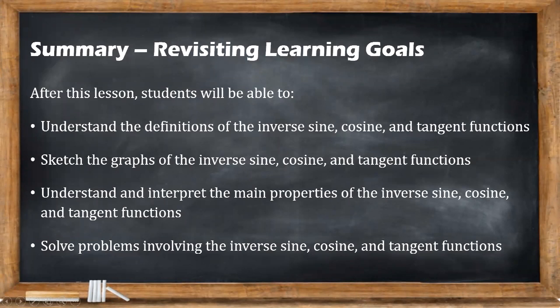All right, so this is all we have learned for today. And let's make a summary for today's lesson. So now you should be able to understand the definitions of the inverse sine, cosine, and tangent functions, which are called arcsine, arccosine, and arctangent, right? And you should also be able to sketch the graph of arcsine, arccosine, and arctangent now. And also you should be able to understand and interpret the main properties of the inverse sine, cosine, and tangent functions. Then solve problems involving the arcsine, arccosine, and arctangent functions. Okay.